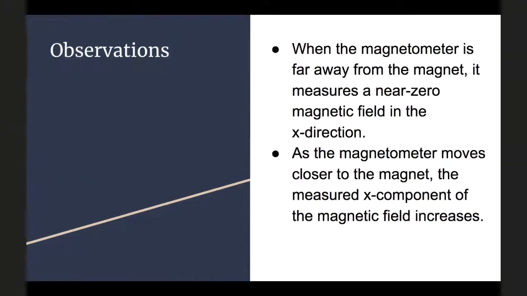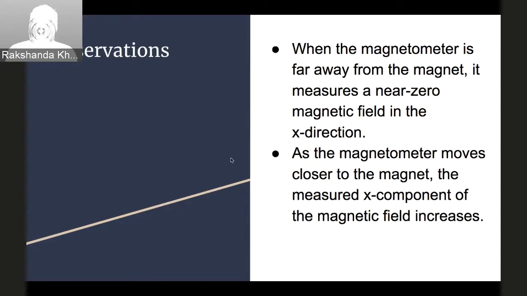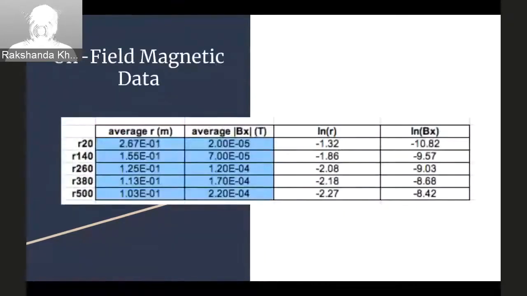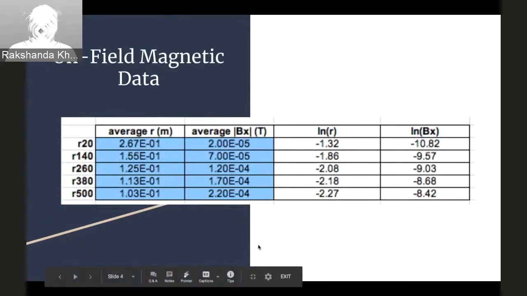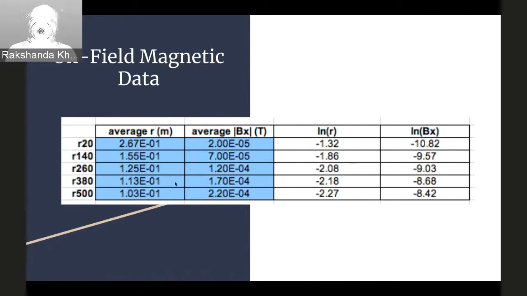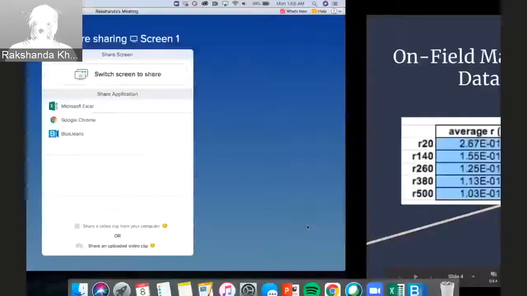So some observations from my experiment. I observed that when the magnetometer was far away from the magnet, it measured a near zero magnetic field in the x direction. However, as the magnetometer moved closer to the magnet, the x component of the magnetic field increased. And here is my on-axis magnetic data. This is just a summary of the most important values that were calculated from my experimental results. You can pause here if you want to take a look at it.